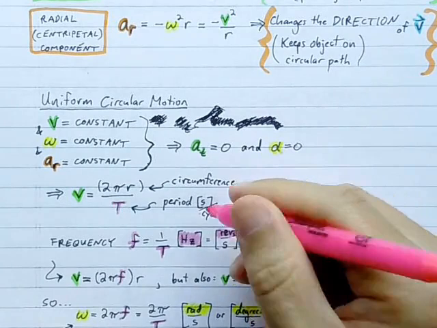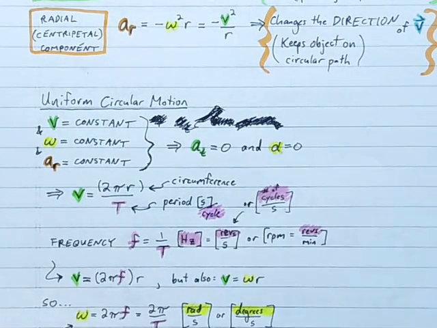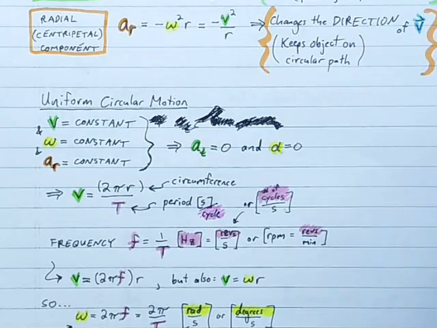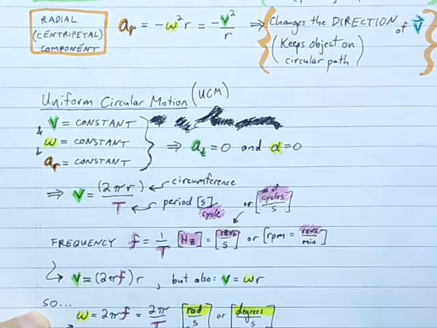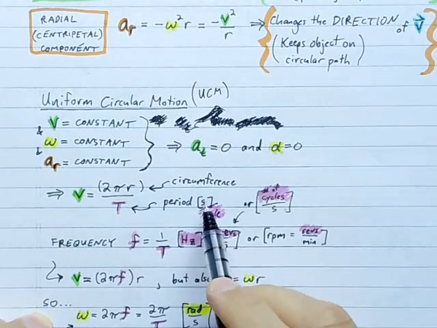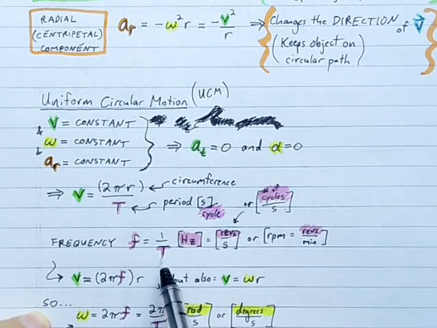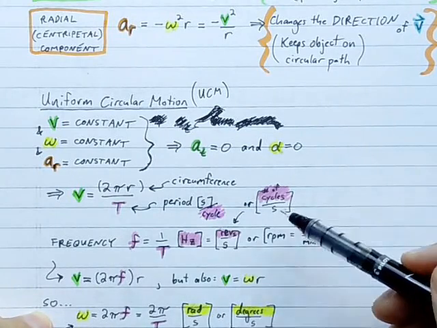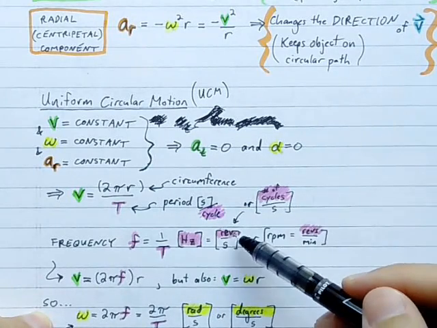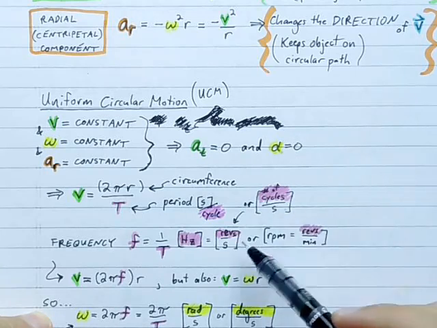And I've got pink here to indicate quantities related to the amount of time it takes to complete full cycles if we're in uniform circular motion, or UCM for short. So period is the number of seconds, a time to complete one cycle. And your frequency we define as the reciprocal of the period. So if period is seconds per cycle, then your frequency, the reciprocal of that, is the number of cycles per second, or the number of revolutions per second. Sometimes we express that in revolutions per minute, RPMs. So all of these are units for frequency.